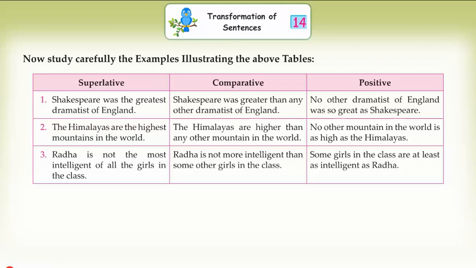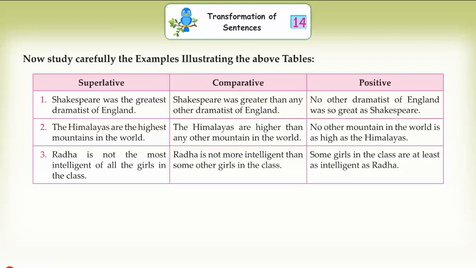Superlative, comparative, positive. 1. Shakespeare was the greatest dramatist of England. Shakespeare was greater than any other dramatist of England. No other dramatist of England was so great as Shakespeare. 2. The Himalayas are the highest mountains in the world. The Himalayas are higher than any other mountain in the world. No other mountain in the world is as high as the Himalayas.